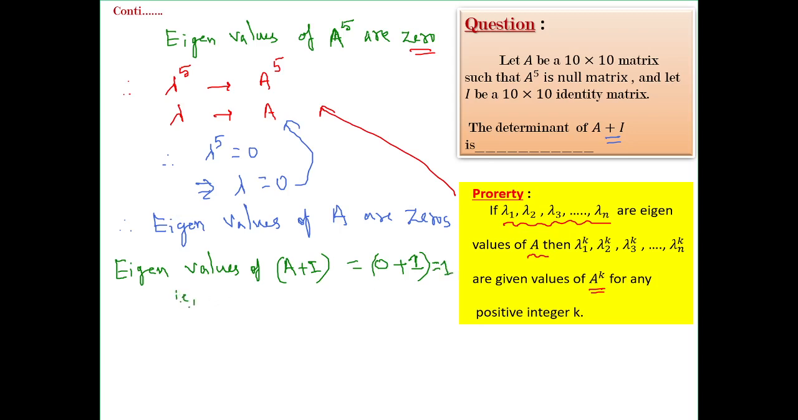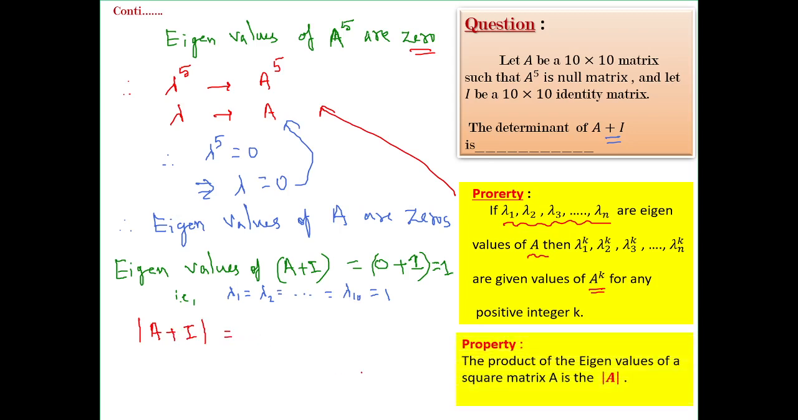How many eigenvalues exist here? A is of order 10 by 10, I is of order 10 by 10, so the sum of two 10 by 10 matrices is again a 10 by 10 matrix. So 10 eigenvalues exist: lambda 1 equals lambda 2 equals up to lambda 10, and all those eigenvalues are ones only. Finally, I want the determinant of A plus I.